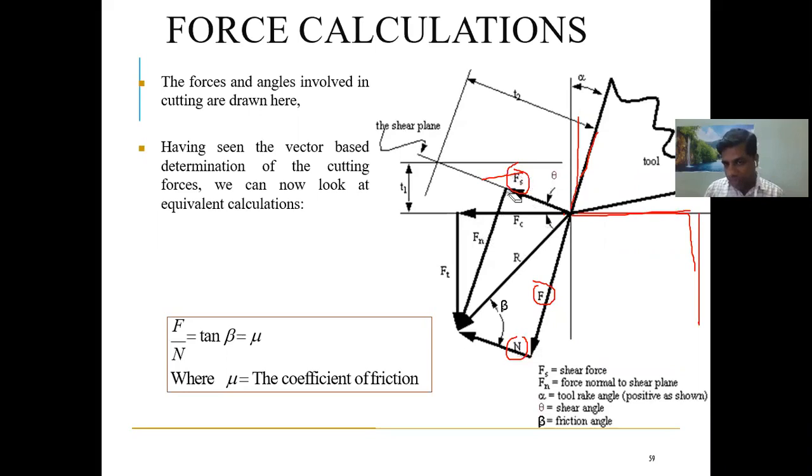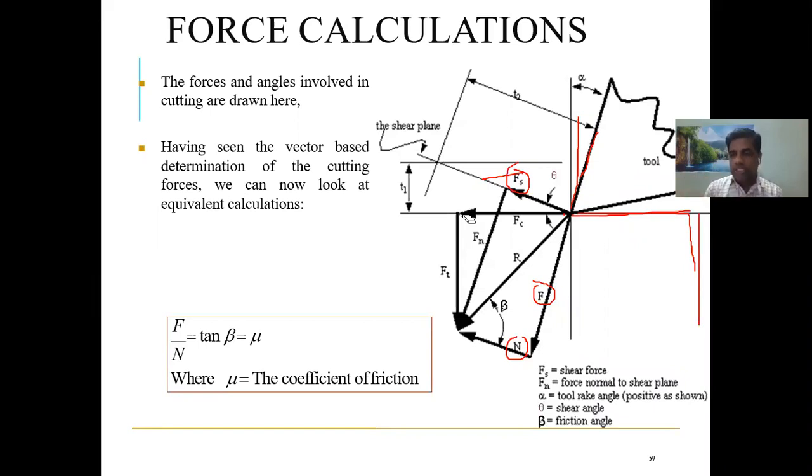Directly we cannot measure the shear force Fs, nor the normal force on the shear plane. Directly we also cannot measure the frictional force or the normal reaction. But we can easily measure the cutting force directly. The cutting force we get from the strength of the workpiece material. If you know the strength of the workpiece material and the cross-sectional area, the strength times the cross-sectional area will give you the force. That will give you the cutting force.